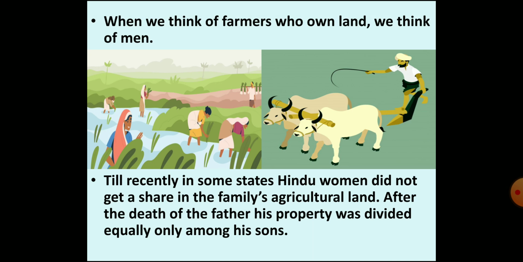Children, when we think of a farmer, the picture in our imagination comes of a man. It means generally women are not seen as the owner of the field or agricultural land. They are seen as people who work on the fields, and men are seen as owners of the land. Even after the death of the father, Hindu women till recently in some states did not get a share in the family's agricultural land, and the property was divided equally among the sons only.